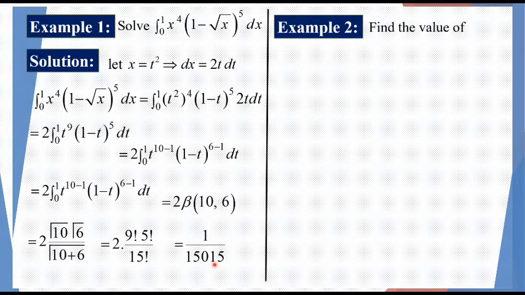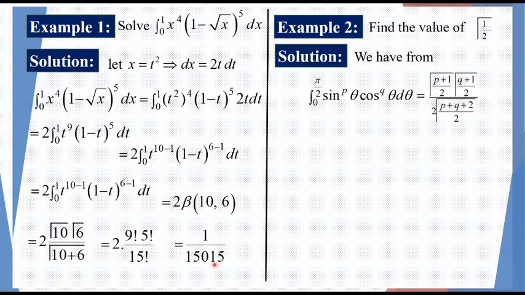So another example, find the value of gamma half. This particular property was already discussed in the previous lecture, but there is another method, and in this lecture we will discuss it by the other method. So from integral 0 to pi by 2 sin raised to power p theta cos raised to power q theta d theta equals gamma (p plus 1) by 2 gamma (q plus 1) by 2 upon 2 gamma (p plus q plus 2) by 2. So we have to find gamma half.